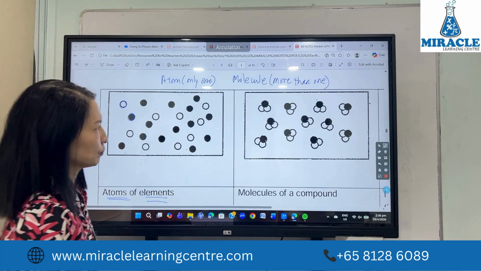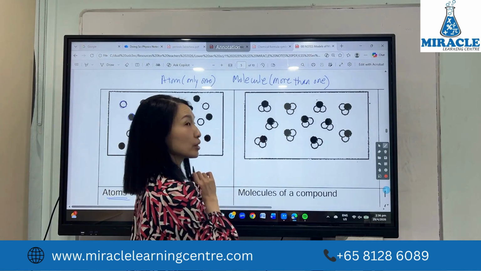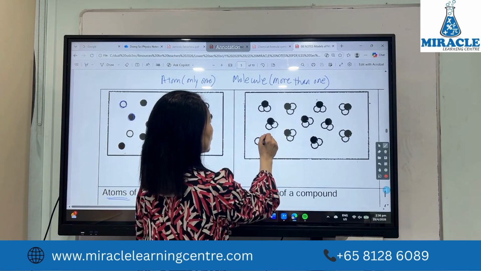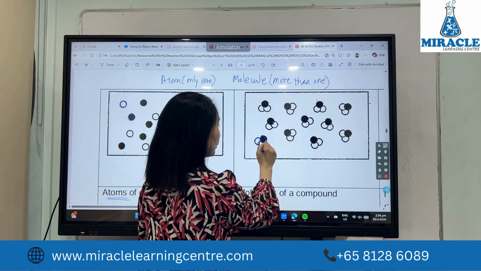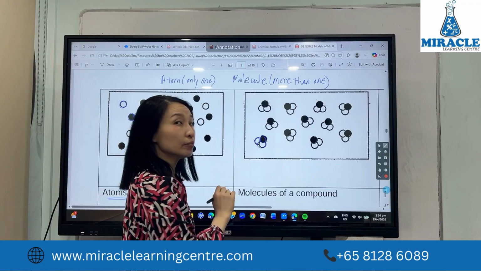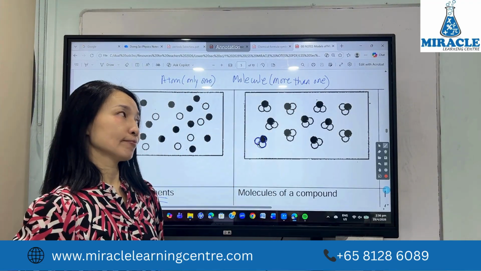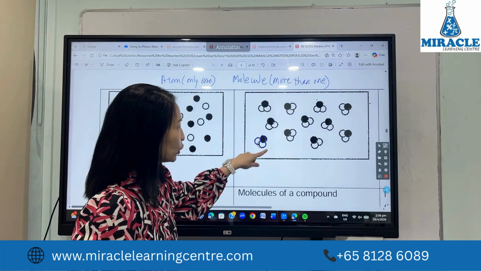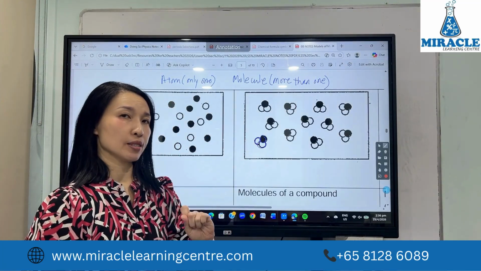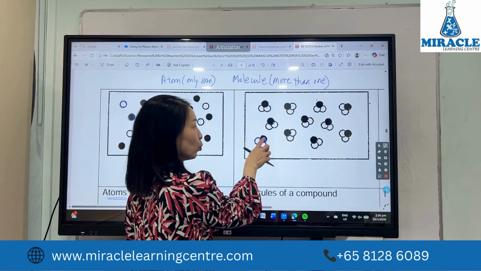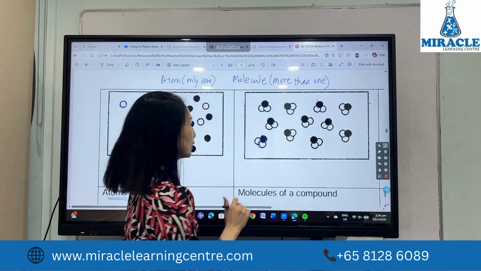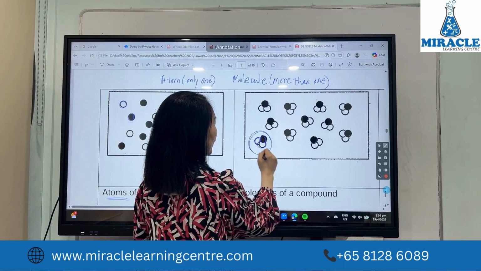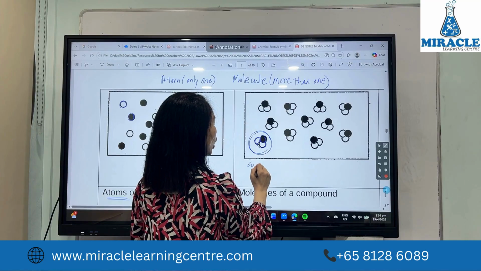How about a molecule? So how do you know this is a molecule? Because it's more than one. Can you see? There's 1, 2, and 3. 3 different atoms in one molecule. Okay? So this molecule is made up of 3 atoms. But 2 of them are the same and 1 of them is not the same. Okay? So this is chemically combined. So we call this a compound.